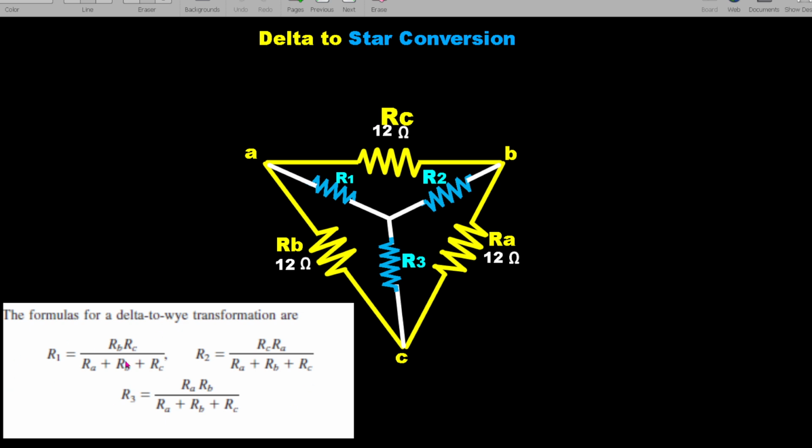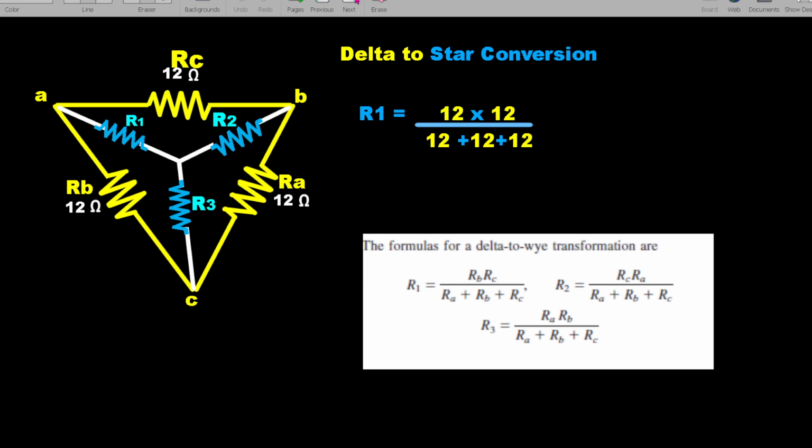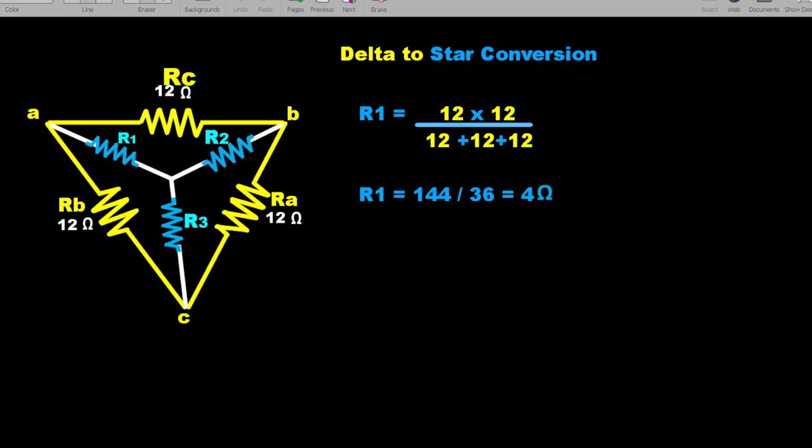So this formula is available. In order to find this R1 for the Y conversion, it is equal to RB RC, that is the product of these two, divided by RA plus RB plus RC. So we just employ this formula and substitute the values. It is 12 into 12 divided by 12 plus 12 plus 12. So we get 144 divided by 36, that is equal to 4 ohms.